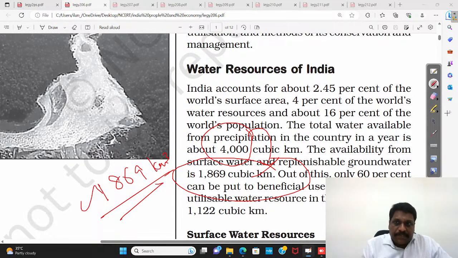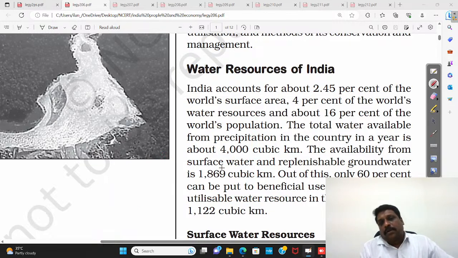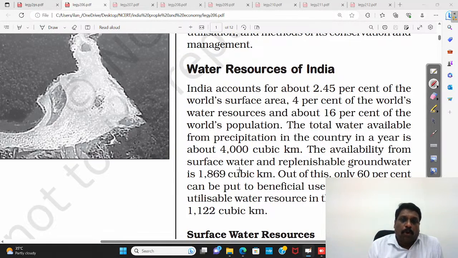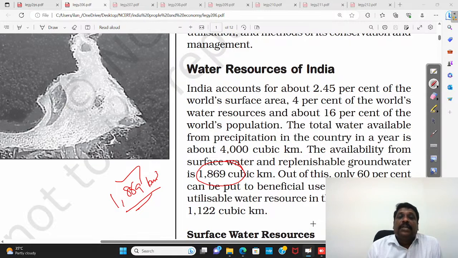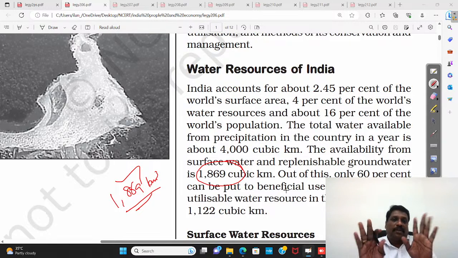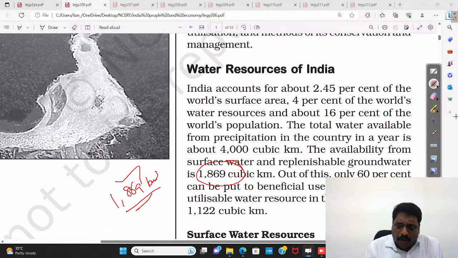But whatever be the case, the available usable water is only 1,869 cubic kilometer. It means we are in shortage. We are a water stressed country. There is no denial about it. We are a water stressed country.